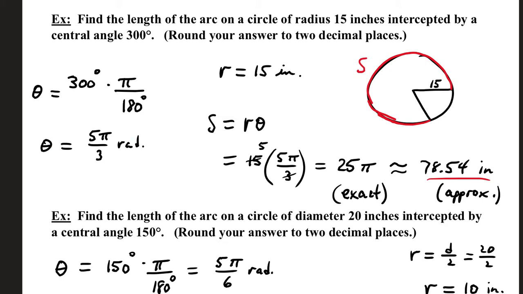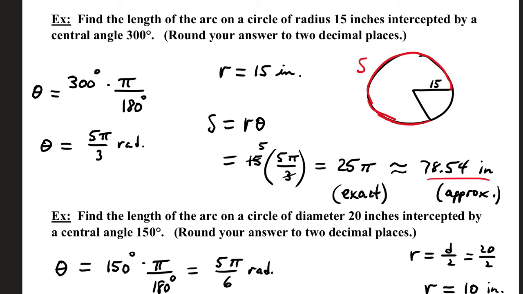So our arc has a length of 15 times 5 pi over 3. 15 times 5 pi over 3. 3 goes into 15 5 times, so that's 25 pi. If you're ever asked for an exact figure, you leave the pi as a symbol instead of a decimal approximation.